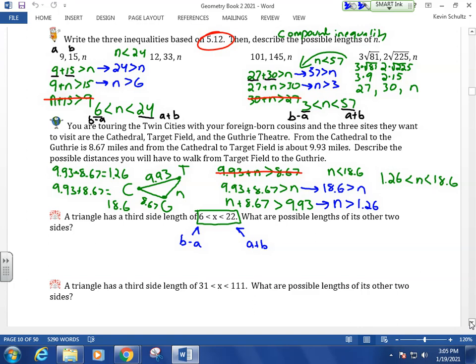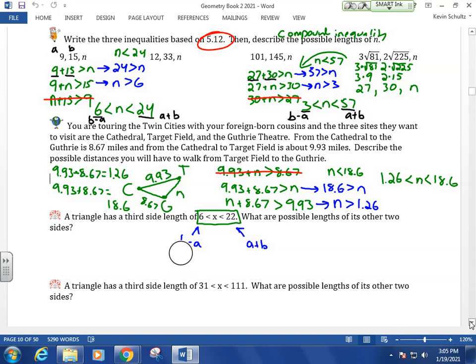You might want to start to play with numbers a little bit here. If you pick numbers that are 6 apart, let's say we're guessing that b is 13 and a is 7. 13 minus 7 would give us 6. Is 7 plus 13 22? No. So that doesn't quite work. It fits one of them, but not the other. Okay, let's see. We were pretty close, right? 13 plus 7 gives us 20.